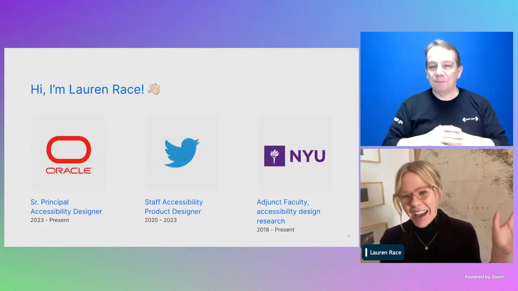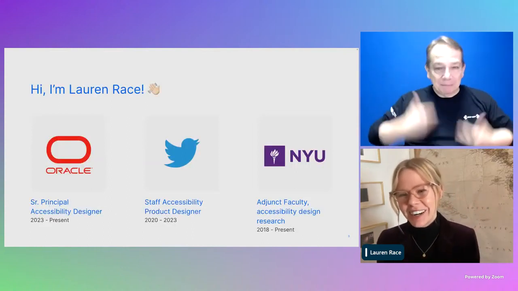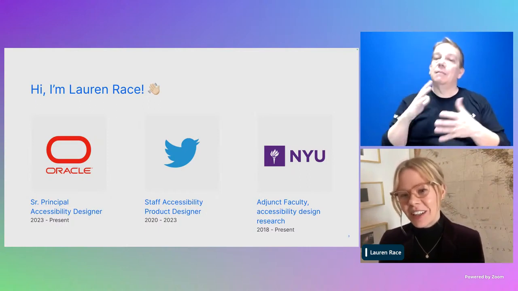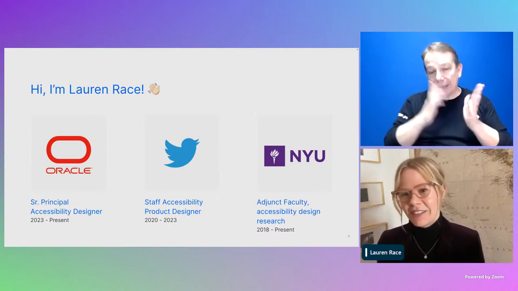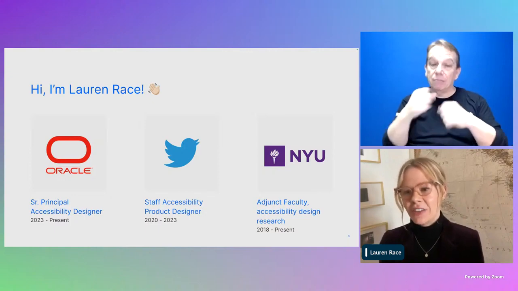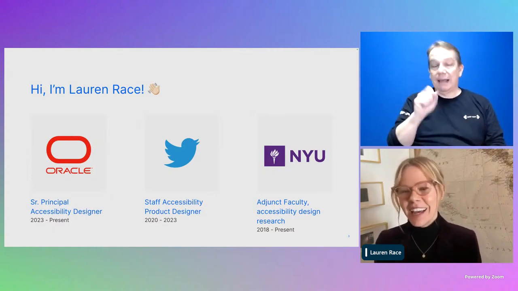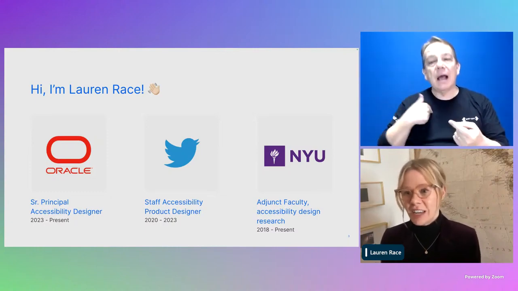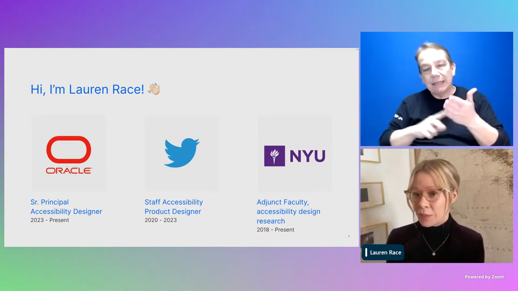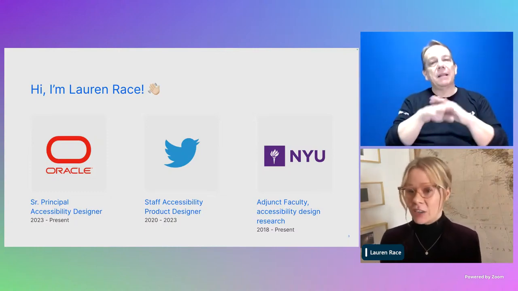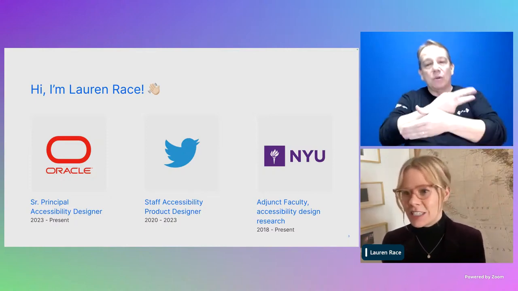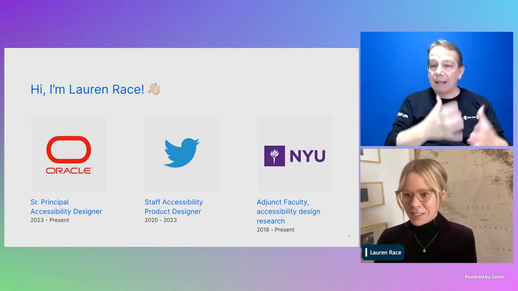But first, hello, hi, I'm Lauren Race, she, her. I'm currently Senior Principal Accessibility Designer at Oracle. Before that, I was Staff Accessibility Product Designer on the Twitter A11Y team. And then for the past 5 years, I've done accessibility design research at the NYU Ability Project. I'm also adjunct faculty there, where I teach a graduate level accessibility design class called Multisensory Design.